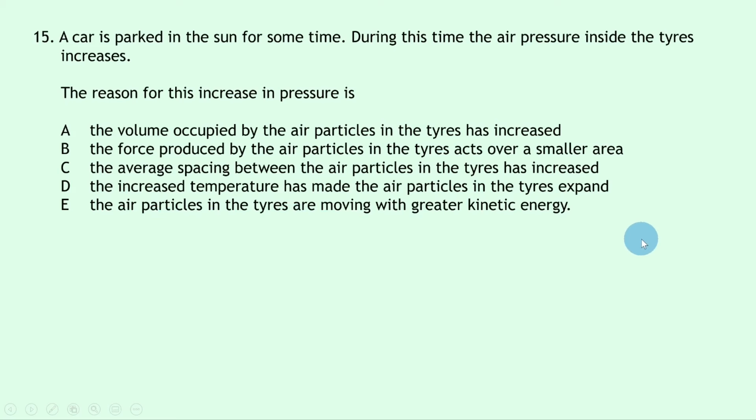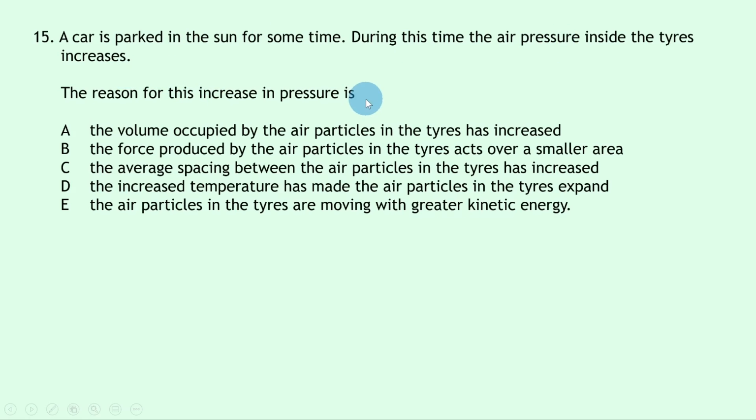Well, firstly, you should be thinking that this is to do with pressure and temperature because we're talking about the sun, and the sun produces heat and light. So the air tyre parked in the sun is going to increase in pressure because it's going to increase in temperature. So this question is getting at the idea of Gay-Lussac's law, or otherwise known as the pressure-temperature law. And remember, Gay-Lussac's law says that for a fixed mass of gas at constant volume, pressure is directly proportional to temperature in Kelvin. So if pressure increases, that's been due to an increase in temperature.